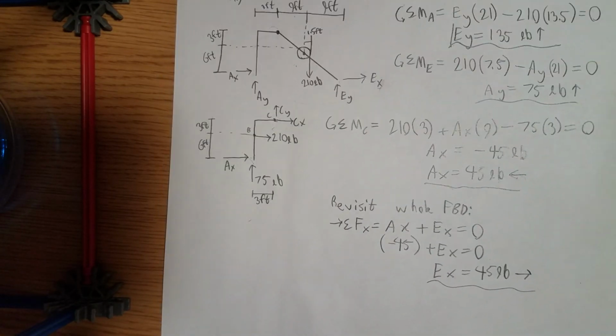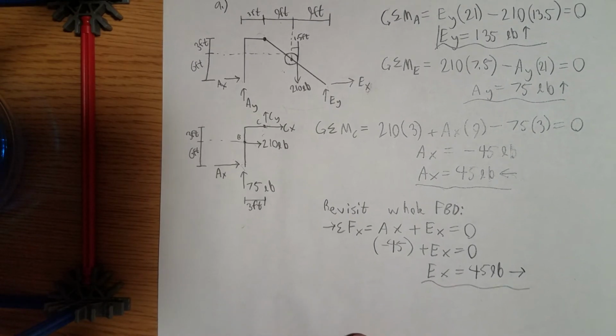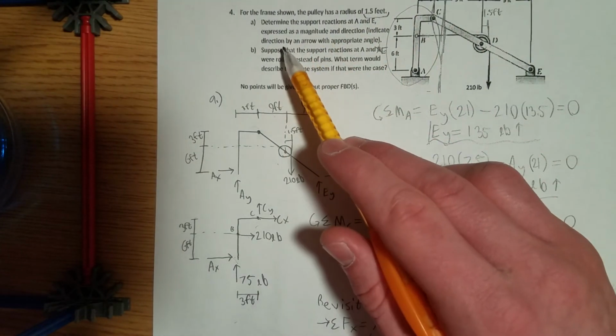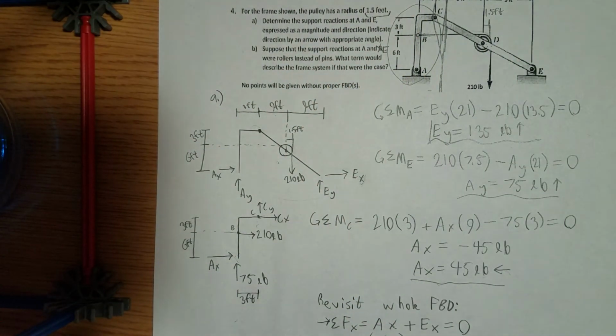We go ahead and scribble under that. Now this is where we get to the part where we need to find the magnitude. We're not done here. We've got everything that we needed to solve for, but now we just need to get it into terms that they want. So magnitude and direction, and then by an arrow with an appropriate angle. I'll show you at least what I think that means.